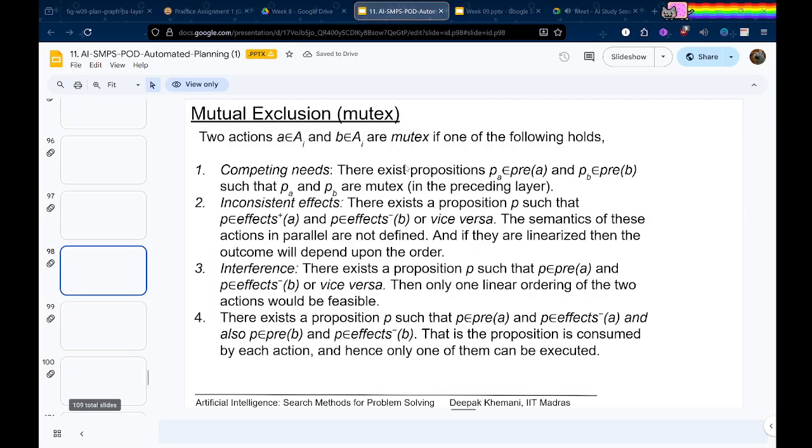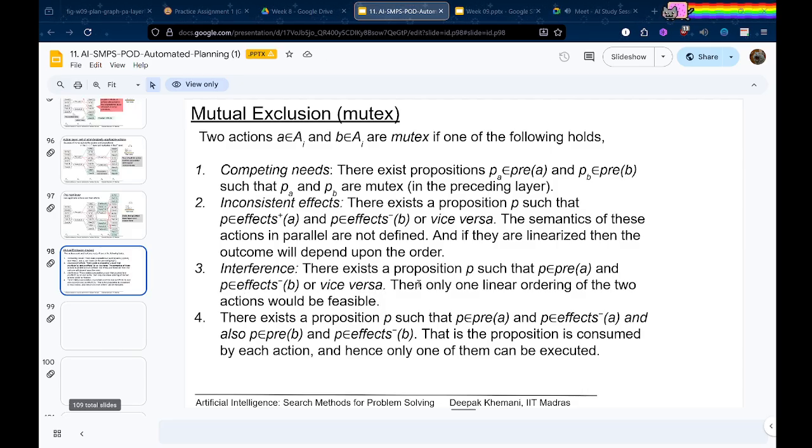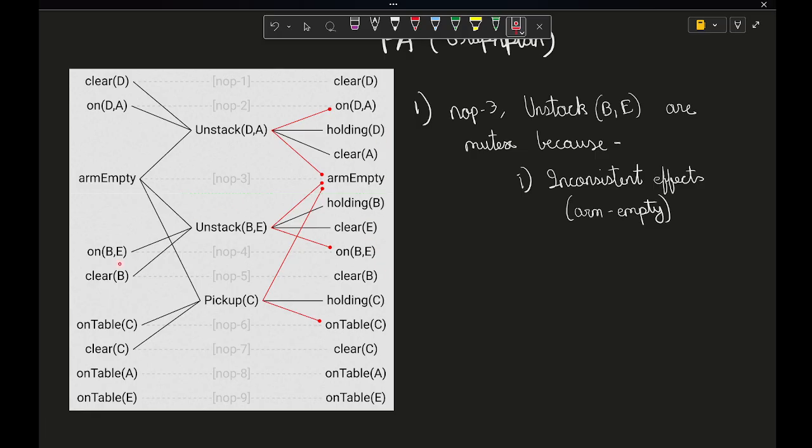Yeah, here. So interference: there exists a proposition P such that it is a precondition of A and a negative effect of B, or vice versa. So I'll say that arm empty is a precondition of no op and a negative effect of unstack BE. Yeah? That is also satisfied. In interference also, one of the regions.